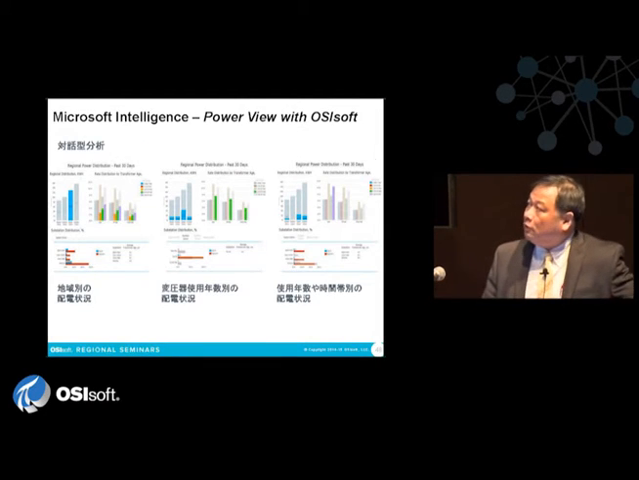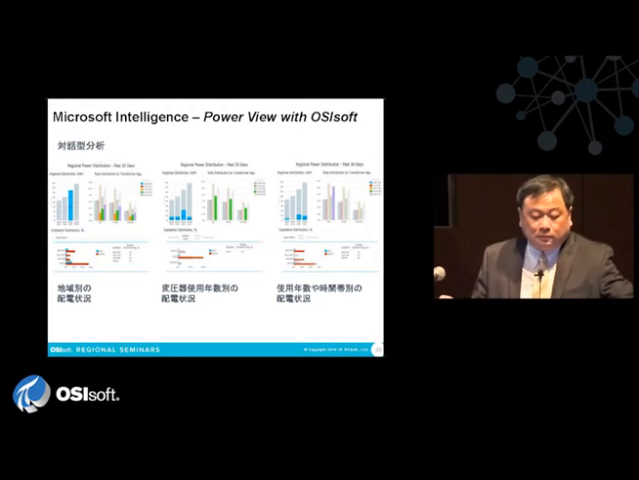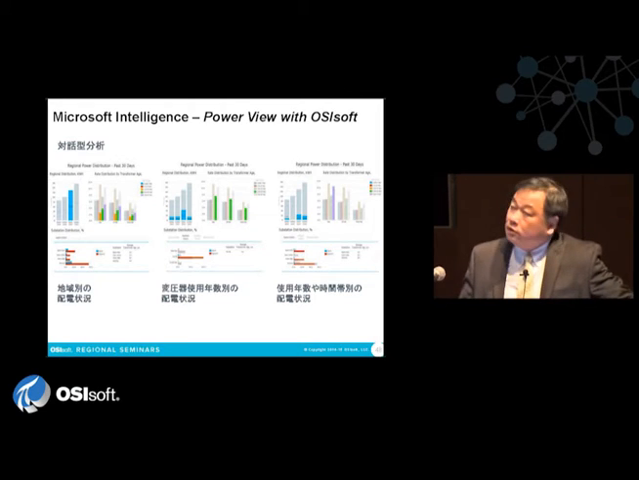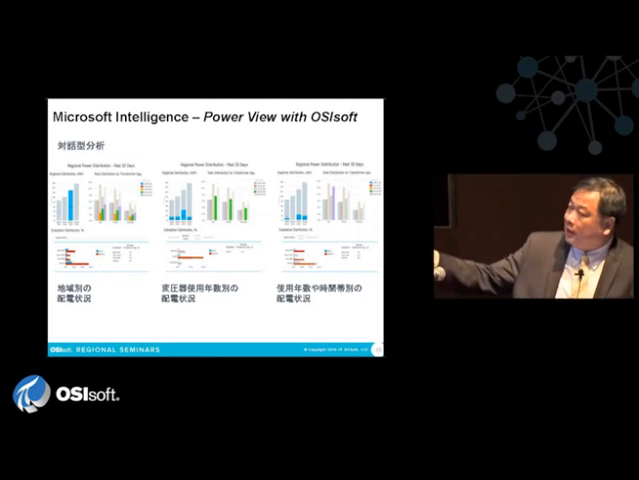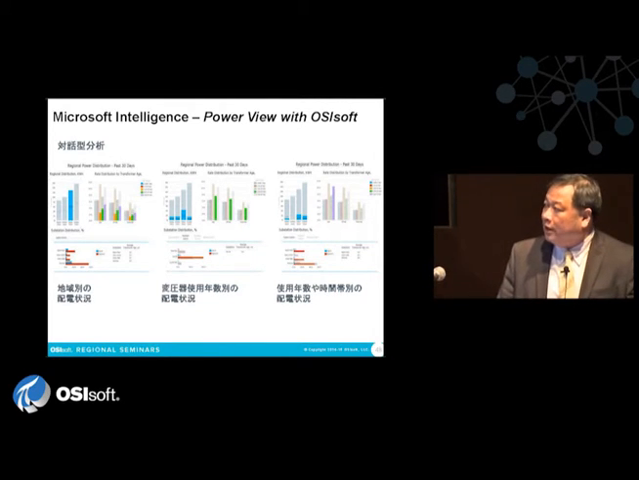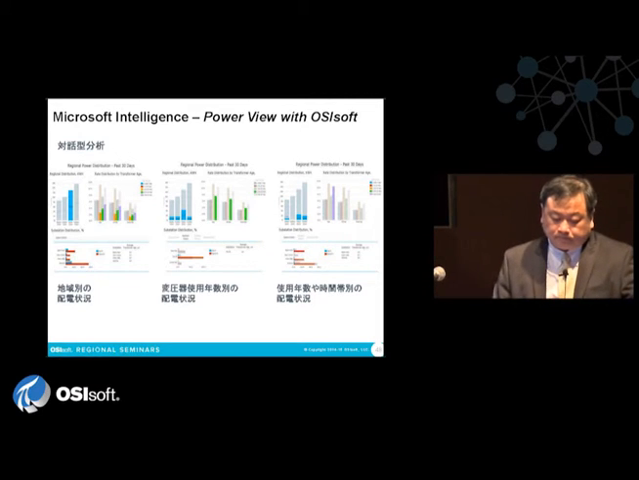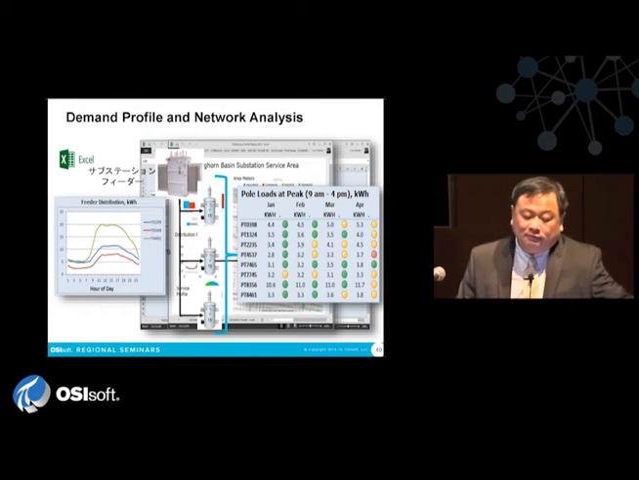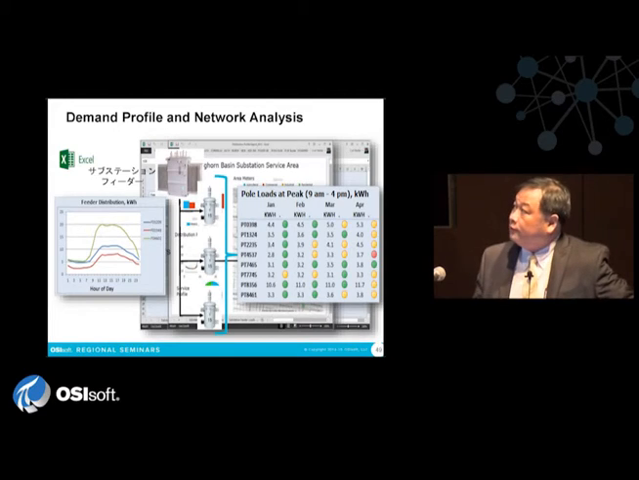So let's see the report. This report inputs PI data into Microsoft Power View, a very easy business intelligence analysis tool. So you can have an interactive analysis using, like, area, like transformer usage. By having substation level data and end meter data, the loading profile of the feeder and distribution transformer can be calculated.